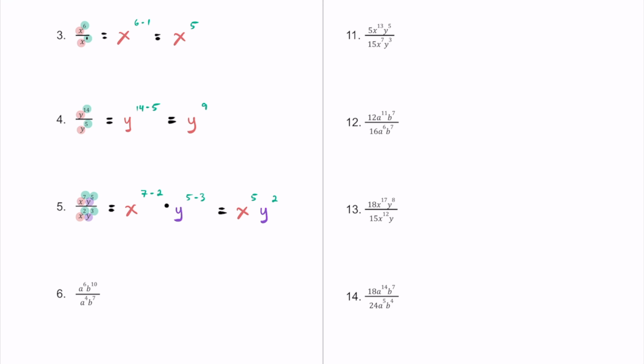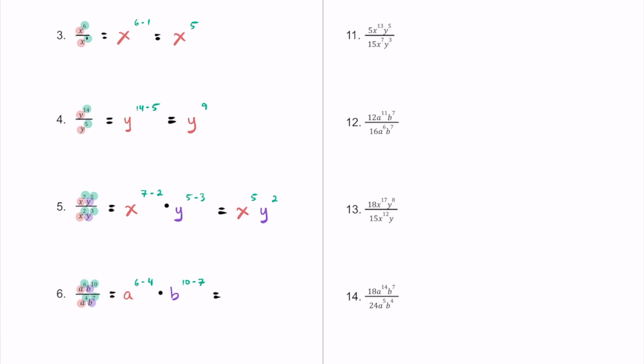For number six, notice that we have these common bases of a and a, but then we also have these common bases of b and b. Taking care of the a's first, we have this a to the 6th and a to the 4th power, so going ahead and writing it using just one base of a, we can write this as a to the 6 minus 4 power. Then we're going to go ahead and multiply this by the b's base, so we have this b, but this time we're going to have the 10 exponent and 7 exponent. So that's going to be 10 minus 7. So using that quotient rule, we will subtract those exponents.